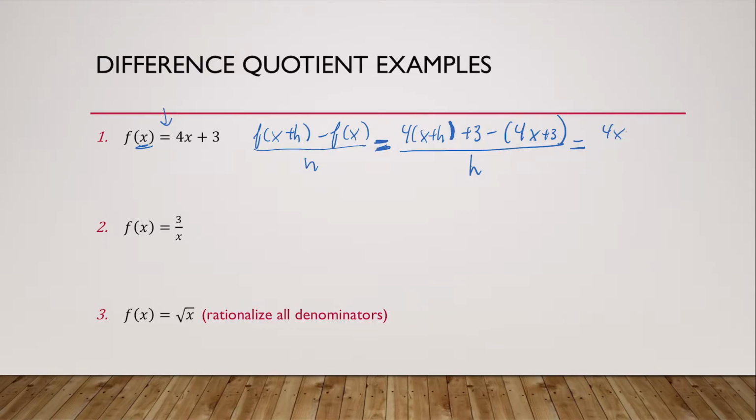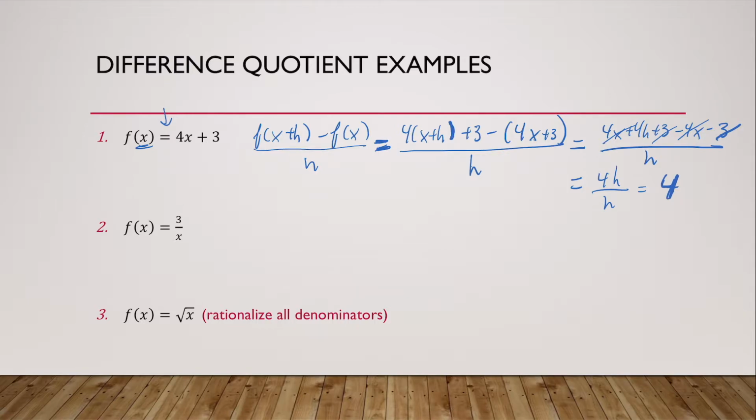That gives me 4x plus 4h plus 3 minus 4x minus 3 over h, which is going to simplify down because my like terms are going to cancel out. So I get 4h over h, which is 4. Now that's pretty interesting, right?